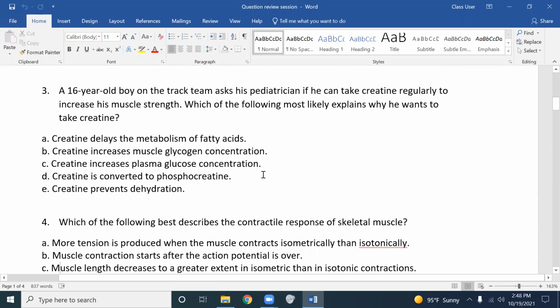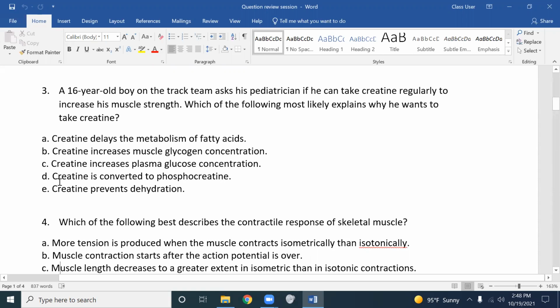A 16-year-old boy on the track team asks his pediatrician if he can take creatine regularly to increase his muscle strength. Which of the following explains why he wants to do this? I think most of you got this one right. There was a little bit of controversy on this because creatine becomes creatine phosphate, which is a store of energy inside a muscle cell. And the answer was D, I think.